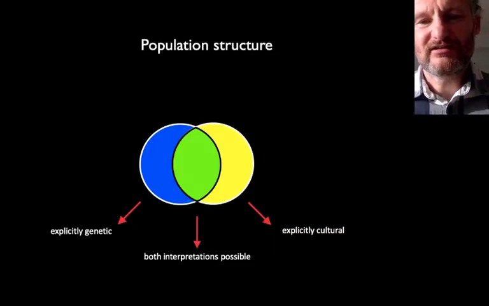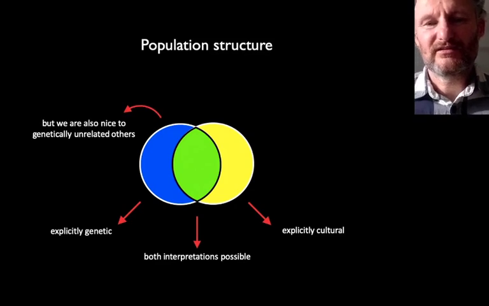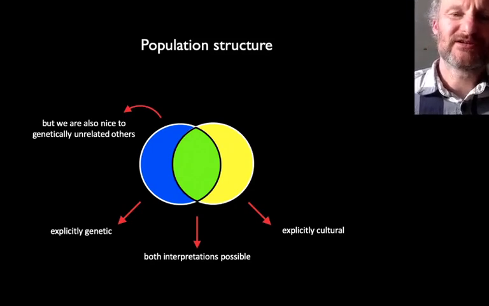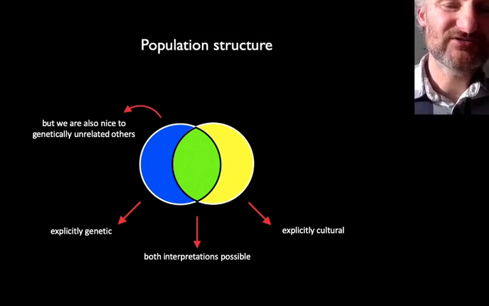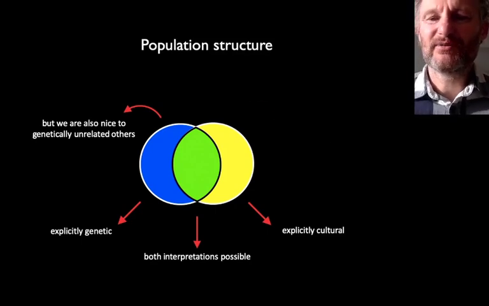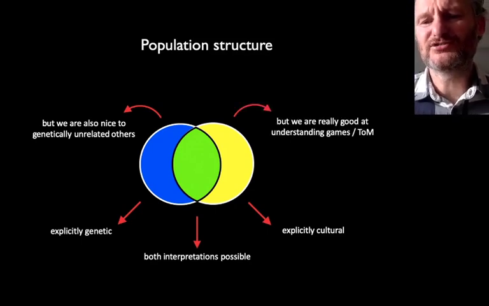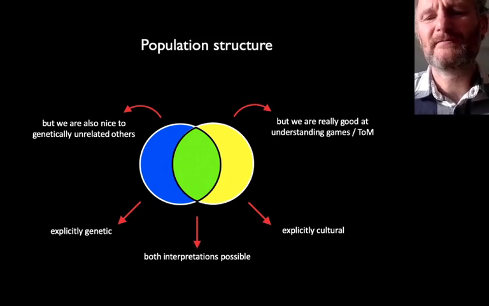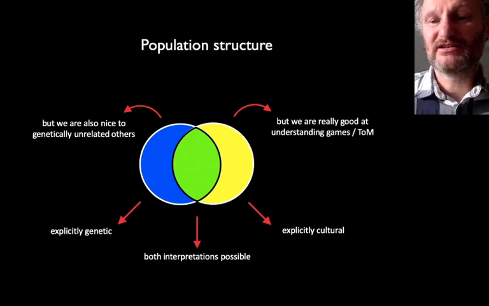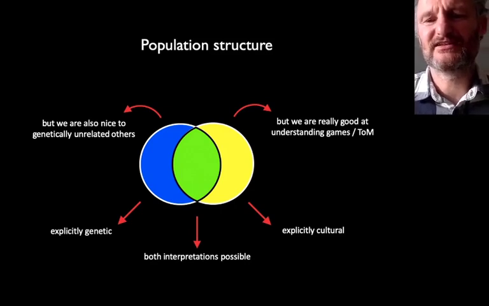So genetic explanations with population structure don't really match the empirical evidence, because we're also nice to genetically unrelated others. But also cultural transmission in combination with population structure doesn't really work, because if you compare humans with other species, we're actually the best on Earth at understanding games and theory of mind and understanding incentives.